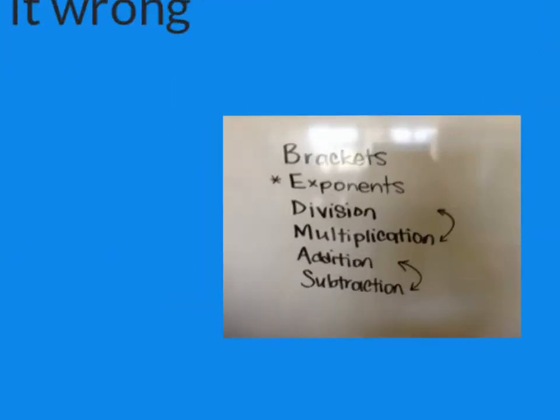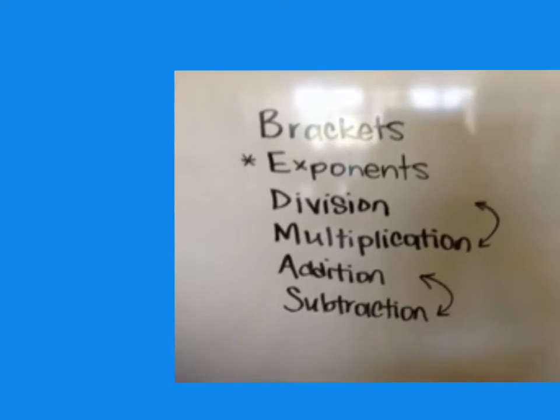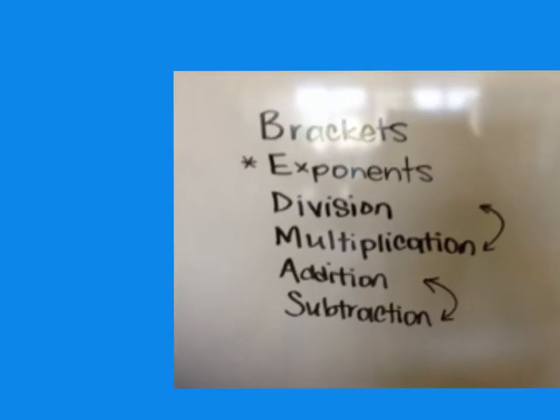So the first thing is brackets. We always do that first, but if it's not in there, we do exponents, and then division or multiplication. If division isn't in there, we do multiplication, and that goes the same for addition and subtraction.